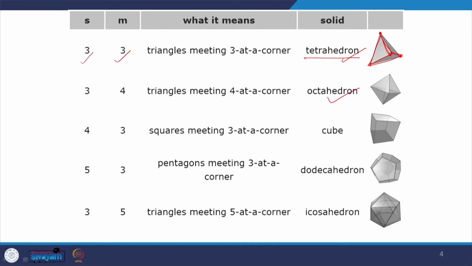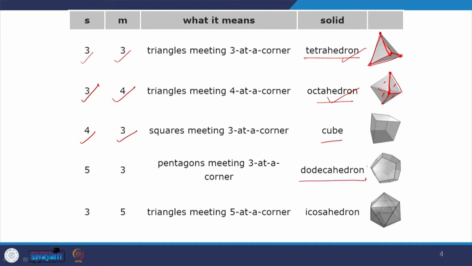Octahedron is where there are four triangular surfaces meeting at each point. So at each point there will be 1, 2, 3, 4 triangular surfaces. So the number of sides for each surface is 3, but the number of triangles meeting is 4. That is your octahedron. It is like 2 tetrahedrons, not exactly, but it is like repeating this, coming together. Then we have cube, of course, simple, 4 sides and 3 surfaces coming together.